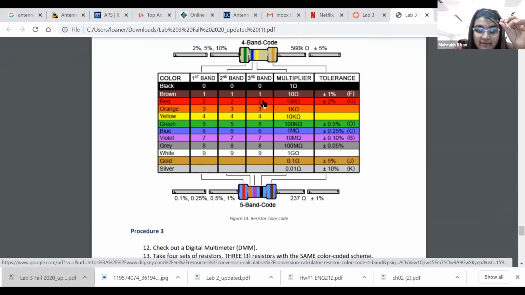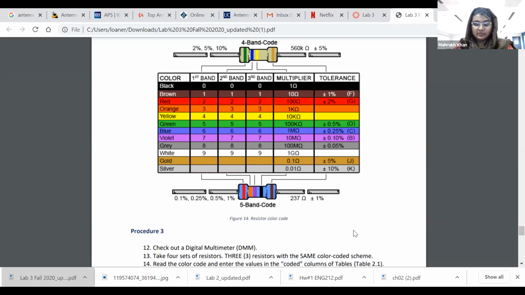Right, 4, 7 into 100, which makes it 4.7K, right? And then its last band is golden, and it's plus minus 5% tolerance. Got it? Am I clear about that? Or you want to see another resistor? Maybe.